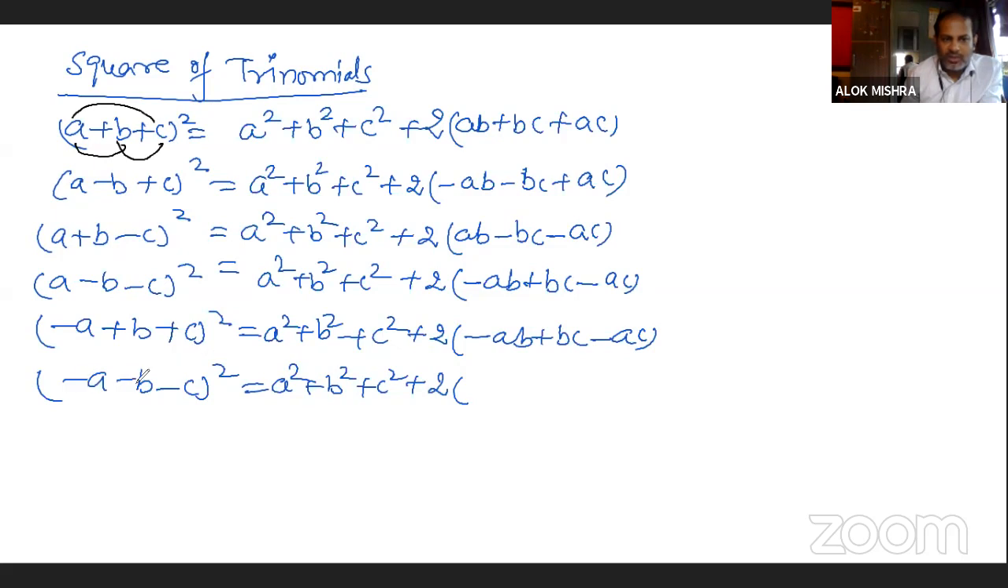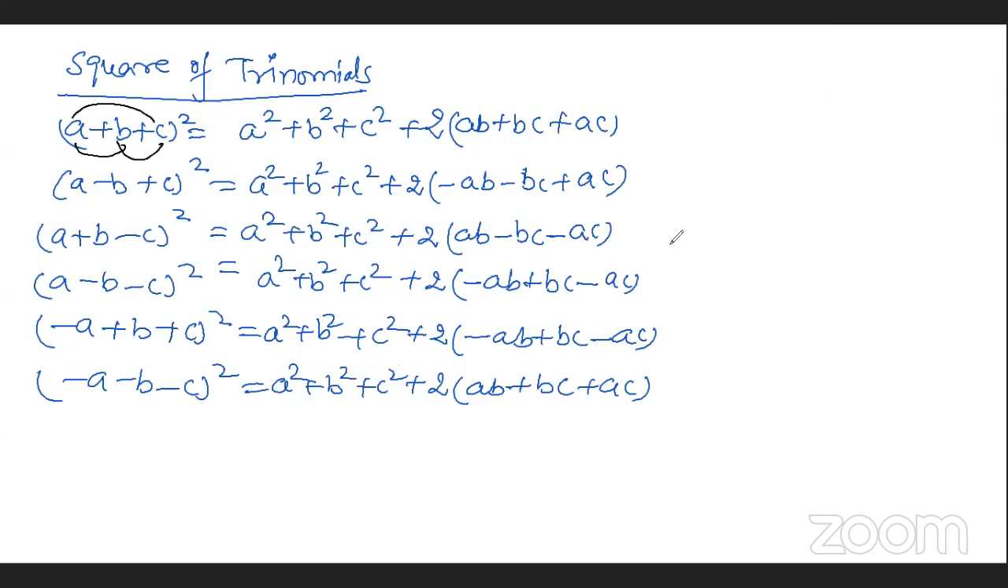Twice, minus into minus, it is plus. So I need not specify plus, I can simply write it as AB. Now this minus into minus is also plus, so I'll write plus BC, and minus A into minus C, both are negative, the product will be positive, so I can write it as plus AC. Fine, did you understand this?